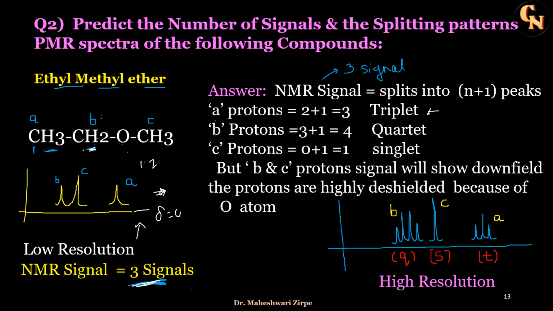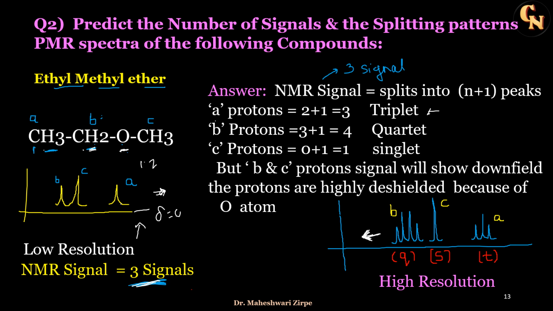For the B protons, the neighboring carbon has 3 protons, and on the right-hand side it is oxygen, so 0 protons. 3 plus 0 is 3, 3 plus 1 becomes 4, so it is a quartet. It will show 4 peaks. Now in the high resolution spectrum, these 4 peaks are more towards the downfield because of the oxygen atom. So it is clear that those protons which are very next to the electron withdrawing group will show peaks at downfield.